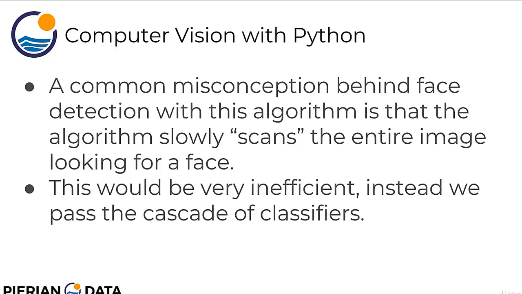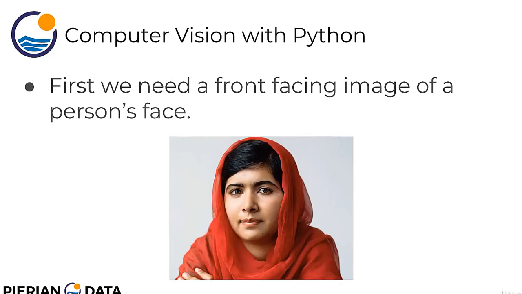A common misconception about face detection, specifically with this algorithm, is that it is slowly scanning the entire image looking for a face. That would actually be really inefficient. Instead, we're passing this cascade of classifiers. So let's work through a very simple example. First, what we need is a person looking front towards the camera. They can be looking slightly off front, but more or less they should be recognizable from the front of their face. That's what this algorithm was trained to do.